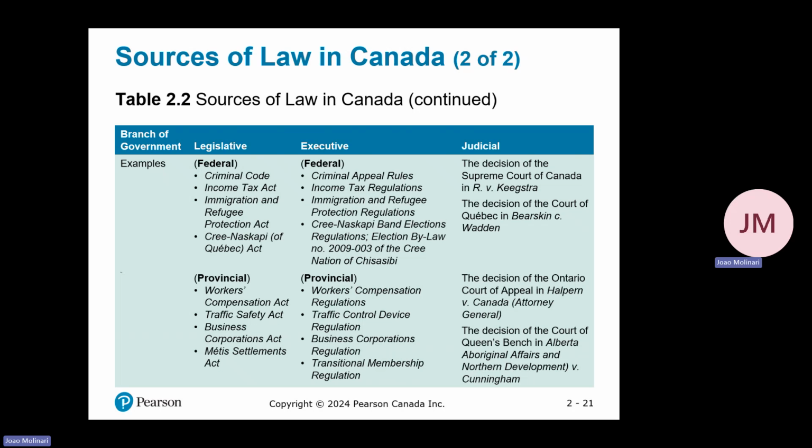And then here you have examples of laws by the federal and provincial legislatures, and laws by the executive branch. Usually you have an act that comes from the legislative. The laws the executive makes are either regulations or bylaws. Those regulations or bylaws are dependent on the act. The acts have the main law. The regulations have the detailed law. So we have the Income Tax Act, and we have several income tax regulations.